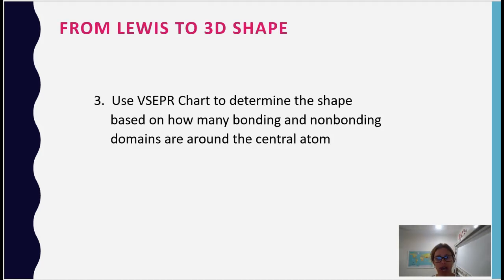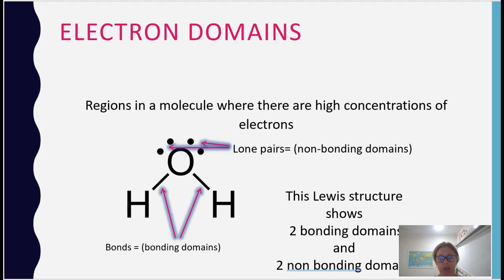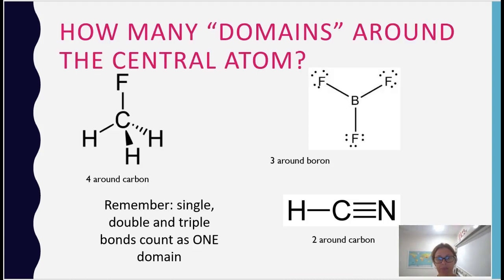Then we're going to use our chart to determine, based on how many bonding and non-bonding domains there are, what our shape is. So let's have a look. Here we have an example of what we mean by lone pairs and bonding pairs. These ones here are bonding, because they're bonding to another hydrogen. Here, these are in pairs, but they're not bonding to anything else, so they're considered lone pairs and they're non-bonding. The 2 down the bottom are bonding.